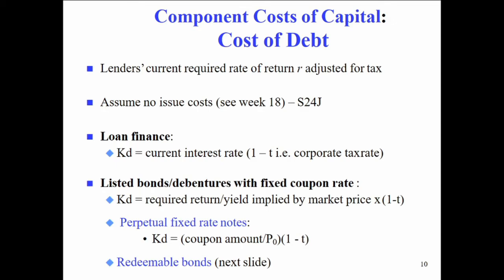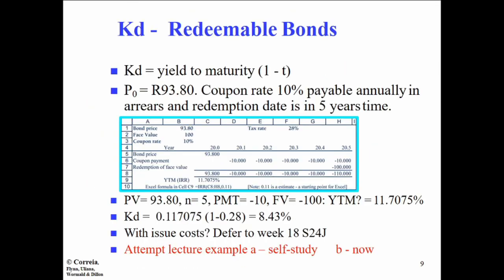If a company has bonds or debentures in issue, the cost of debt will be calculated by taking the required return net of tax. If we are trying to determine the cost of debt for redeemable bonds, we need to determine what the yield to maturity is, net of tax. So in this example, we have debentures that are not perpetuities. In other words, they have a redemption date.